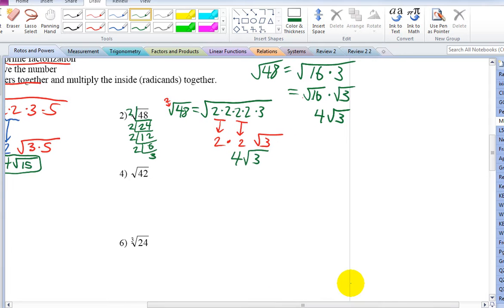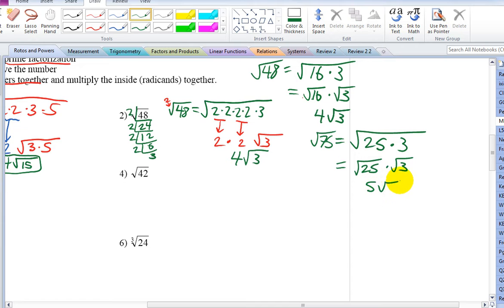Just like 75, square root 75, what would be a perfect square with 75? Yeah, 25 and 3. Now a lot of that's guessing. That's why we don't teach it as our main method. We can break that down to square root 25 times square root 3. 5 root 3. Okay.